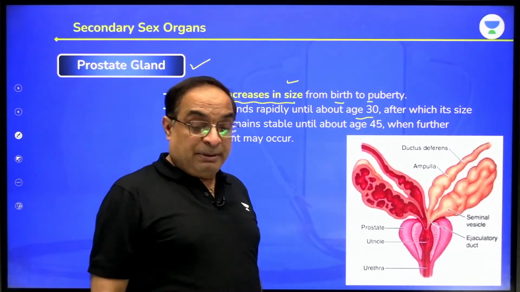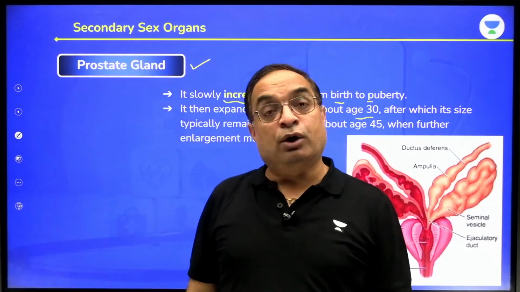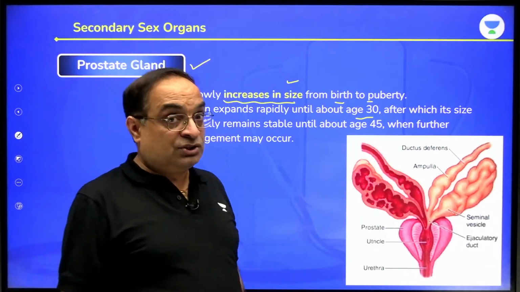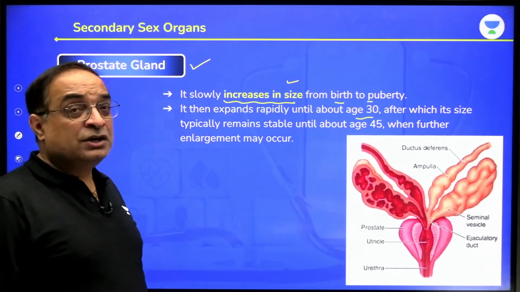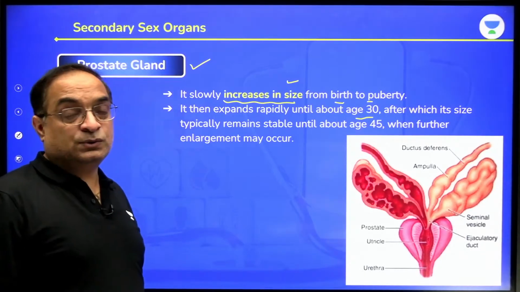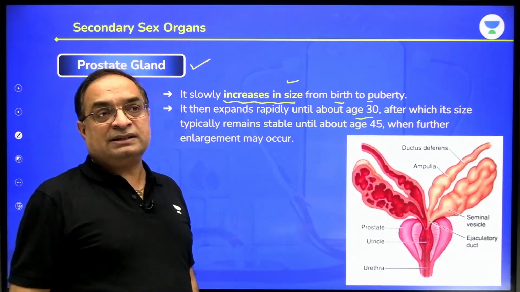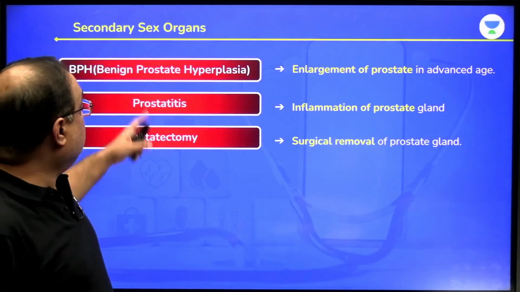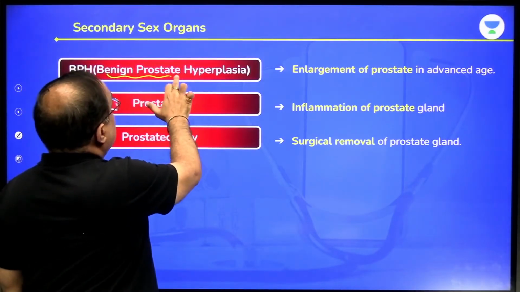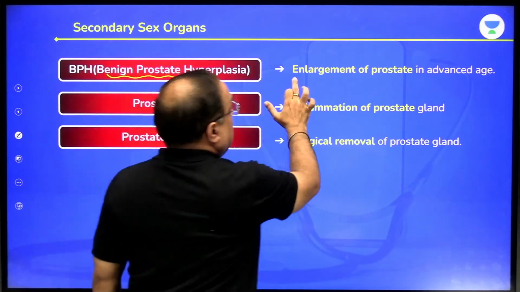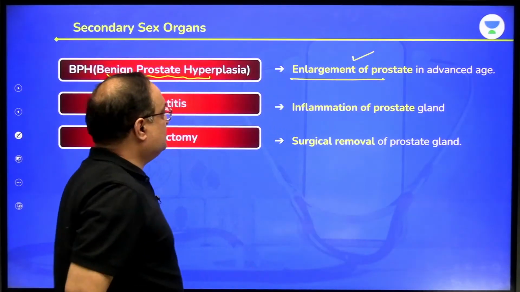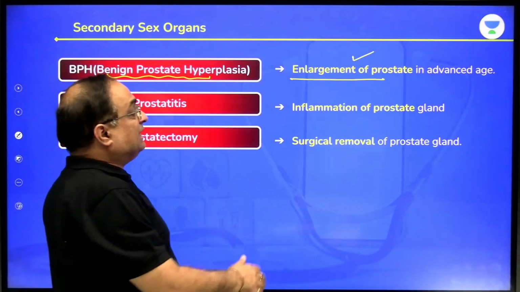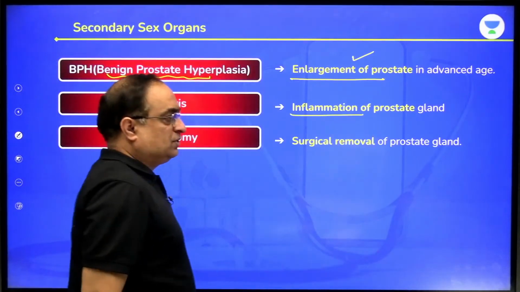You must be knowing, in certain males there is this problem that after 45 years of age, the prostate gland enlarges and exerts pressure on the urethra. Urination becomes difficult. That's a problem associated with males who are 45 plus, and then sometimes we need to perform a surgery to remove the prostate also. This is benign prostate hyperplasia, BPH, enlargement of the prostate in advanced age. There are certain other disorders related to the prostate, such as prostatitis, inflammation of the prostate gland.